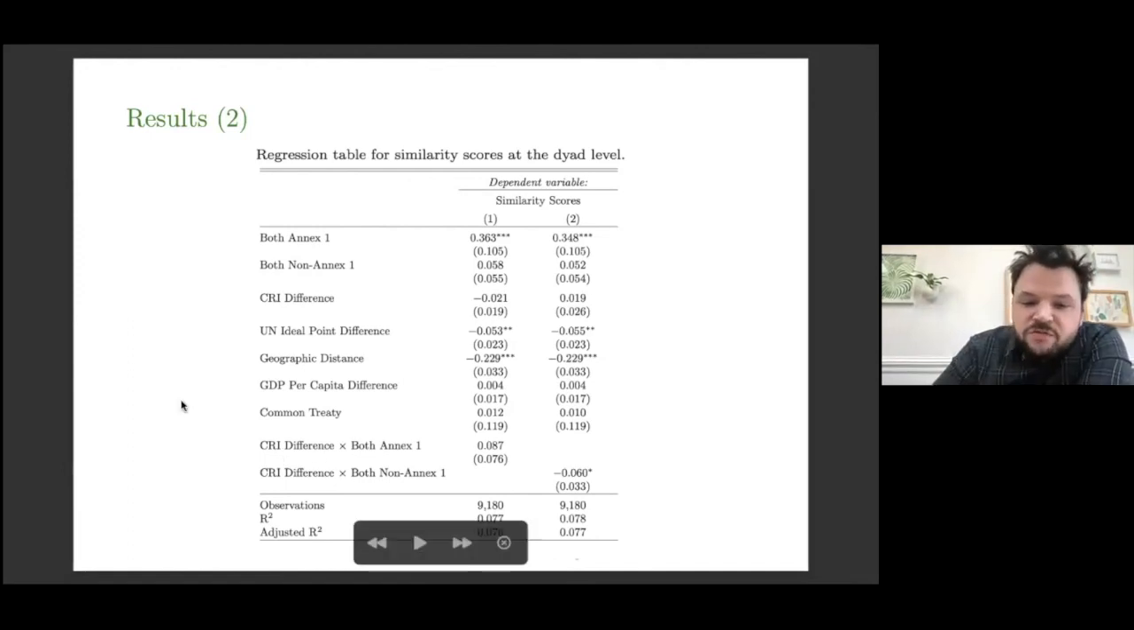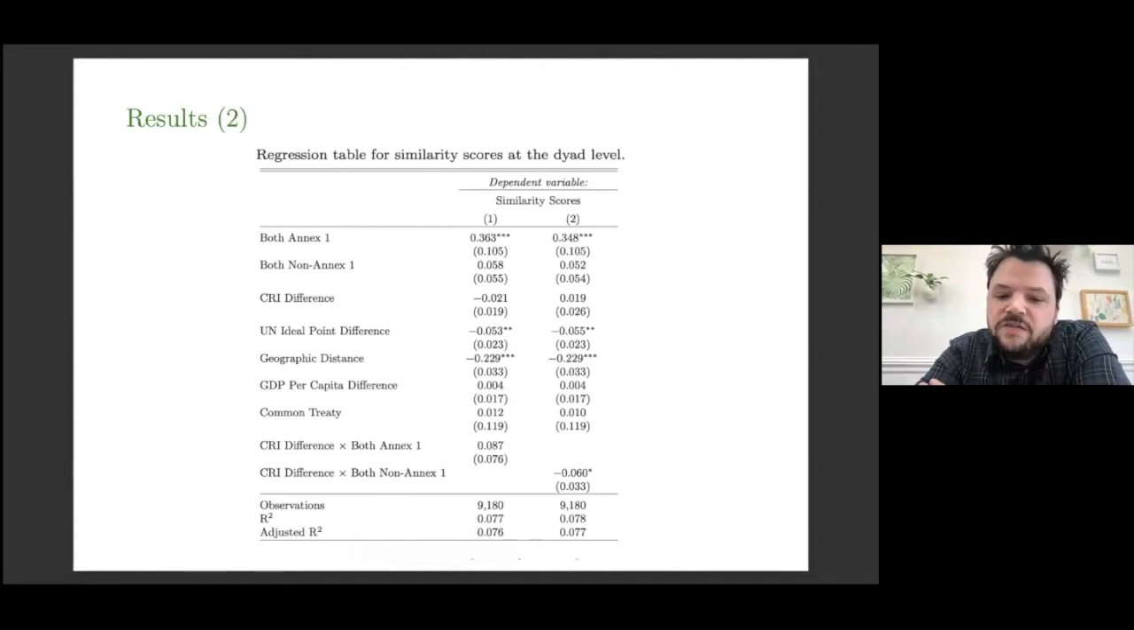And the interesting result we think is when we interact this CRI difference with both Annex 1 and non-Annex 1. What we see is that risk to climate change really is driving similarity differences only for non-Annex 1 countries.